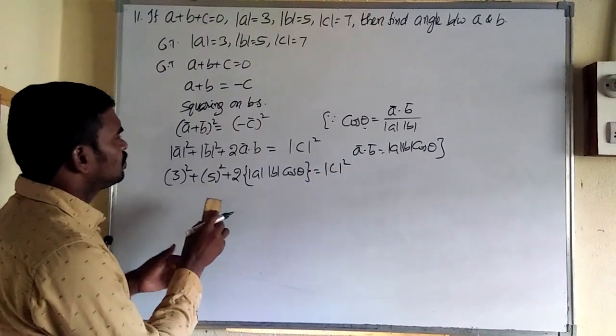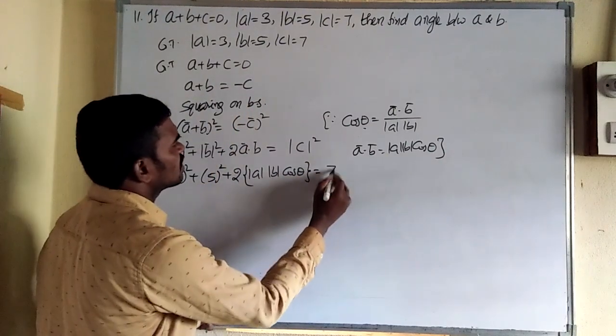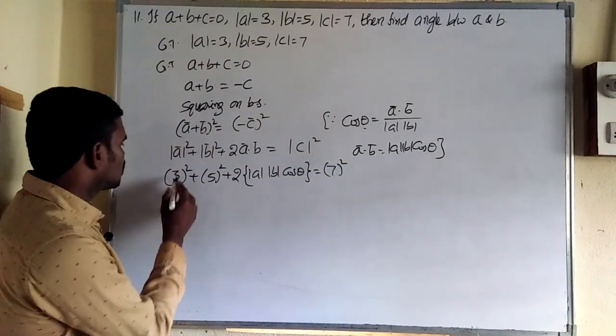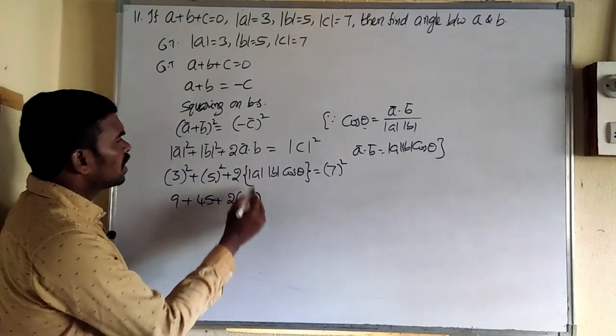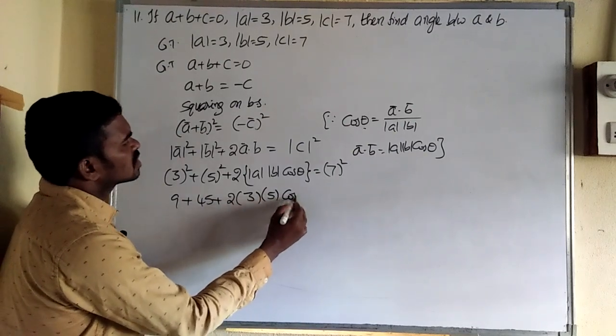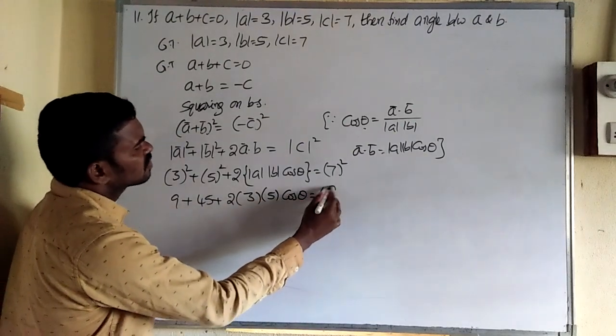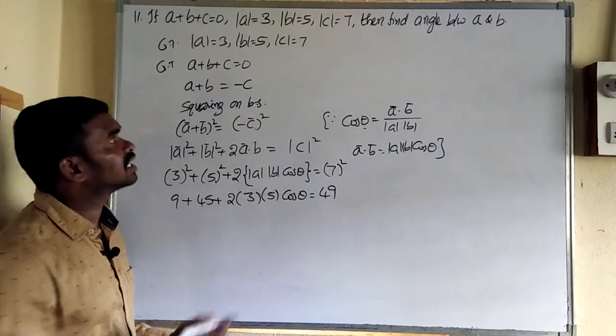Here, what is the value of mod C? It is 7, so 7 square. Next, 3 square means 9, 5 square means 25, plus 2 into mod A, which is 3, mod B, which is 5, and cos theta, equal to 7 square, which is 49. We should find this cos theta value, and after that find the angle theta.